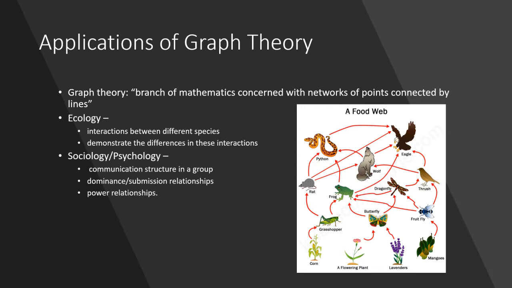Graph theory is the branch of mathematics concerned with networks of points connected by lines. The four-color theorem is an important part of graph theory and has applications in many different disciplines outside of mathematics. Graphs can be used to represent relationships between species, communication structures in social groups, and many other kinds of relationships.